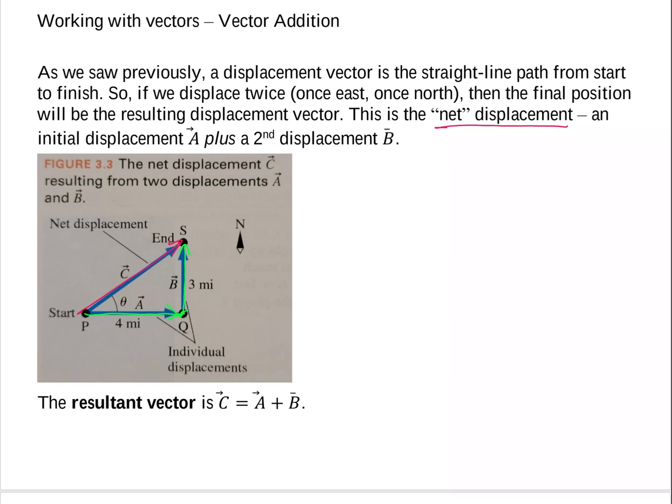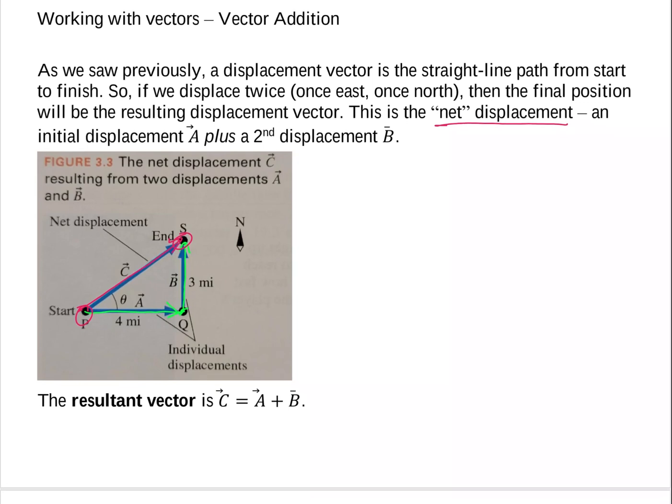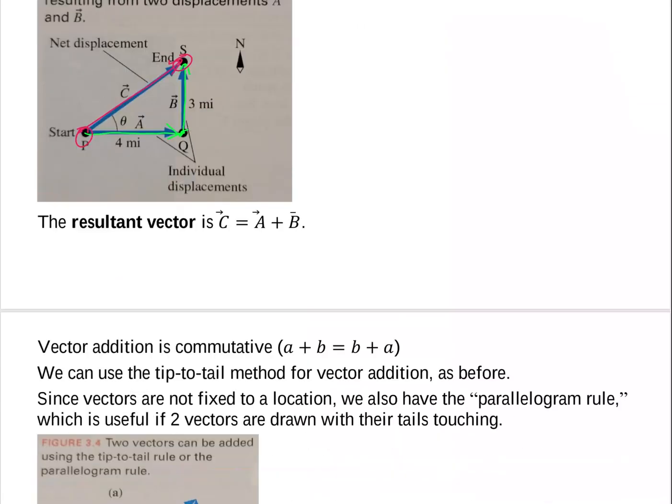Put the two vectors head to tail, and you wind up with tail to head, where I started to where I finished on the other two vectors, gives me my resultant vector. It's pretty easy to do. Just where I started on the first one to where I finished on the second one, and that's my net displacement. Good? Okay. Moving along.